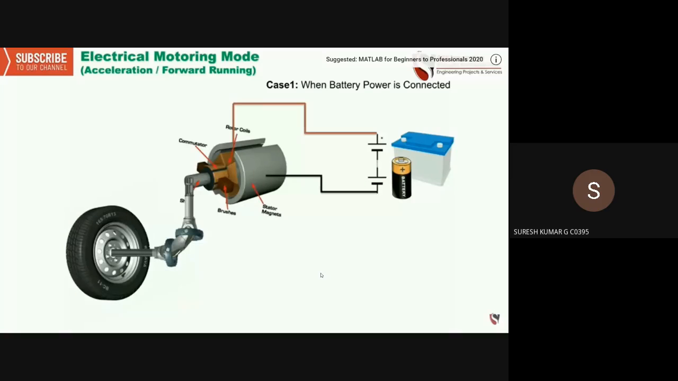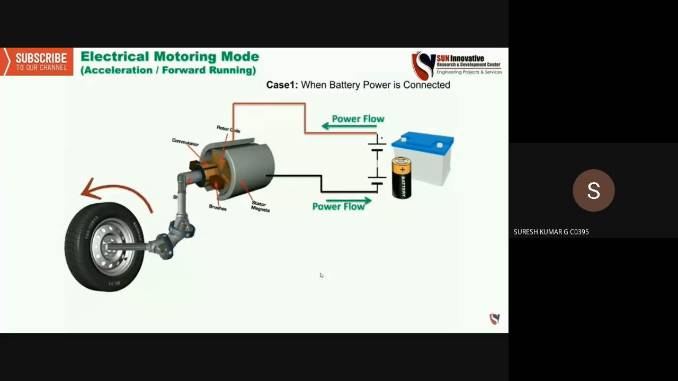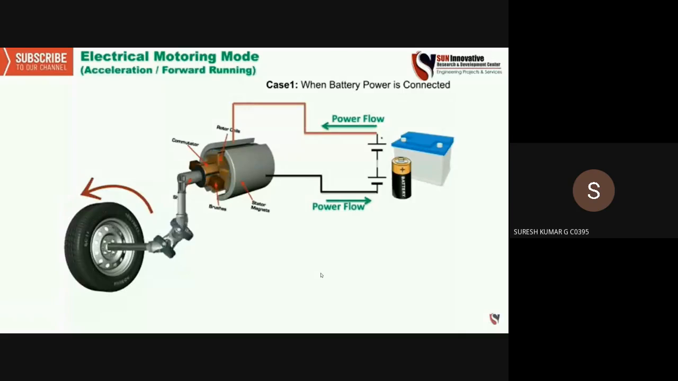In case one, when the battery power is connected, it will power the motor, and it will rotate the tire through the coupling which is connected to the shaft of the motor and the tire. Now the power flow will rotate in an anti-clockwise direction, which is shown.